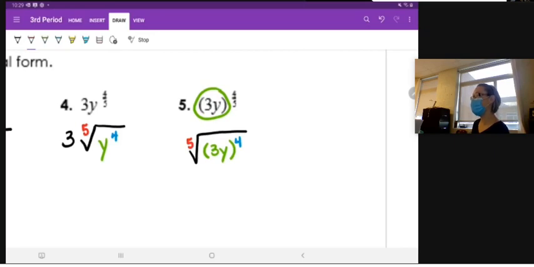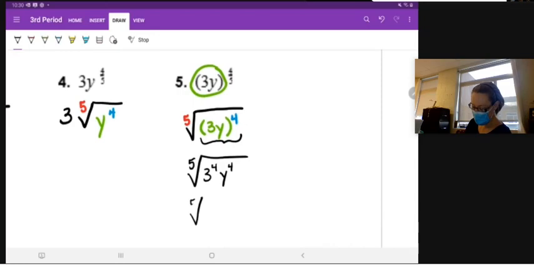We might have an additional step to complete, though. I see some people putting their packets away. We're not done with this problem. The reason why those parentheses were so important is because, look at this. We now have an expression to an exponent, and we talked last week about how this is not considered simplified. We have to actually distribute. So this becomes 3 to the 4th, y to the 4th. And if you plug into your calculator, 3 times 3 times 3 times 3, you get 81.